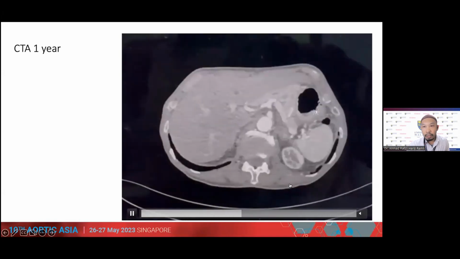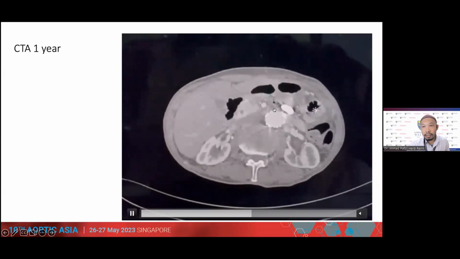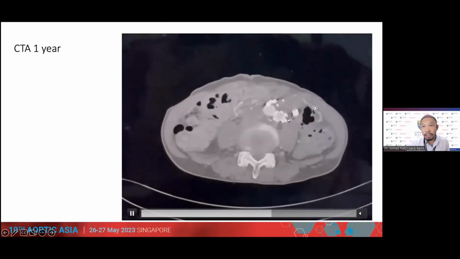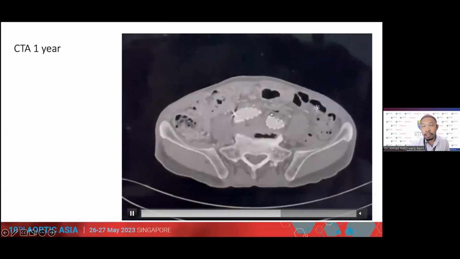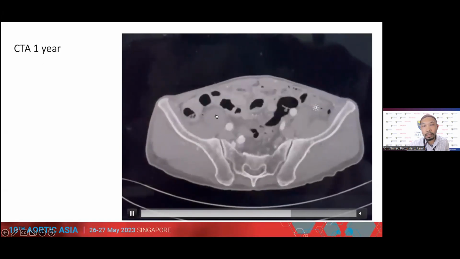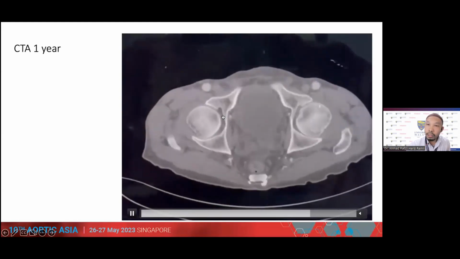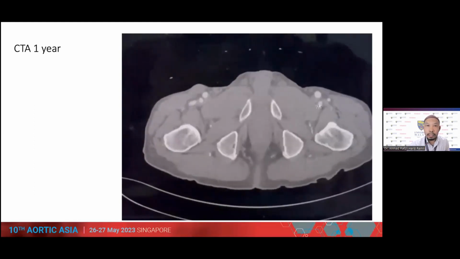Okay, so that's the stent. That's the sac, the coils inside there. As you can see, you don't really see the huge sac anymore. You don't really see the hematoma in the retroperitoneal area anymore. So that's how good EVAR and the Malaya technique can be.